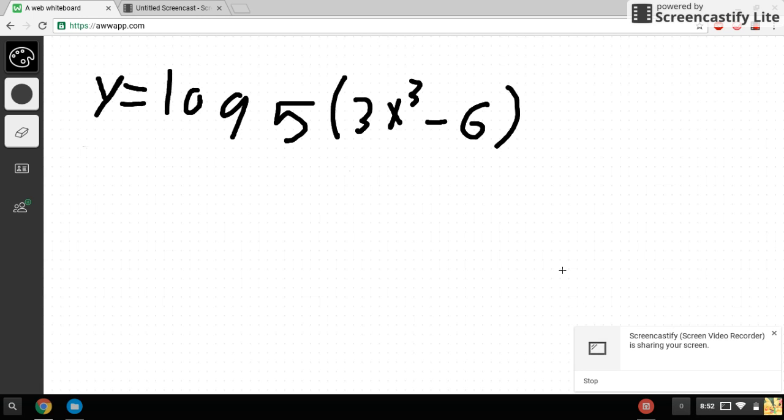This is Sheer, and today I'm going to bring you guys a video about how to change from log form to exponential. This thing is easy. This is 100% easy peasy.